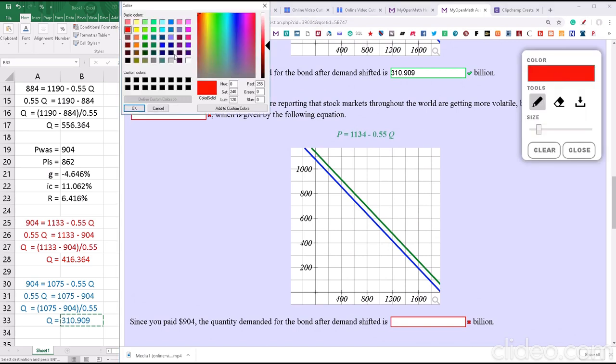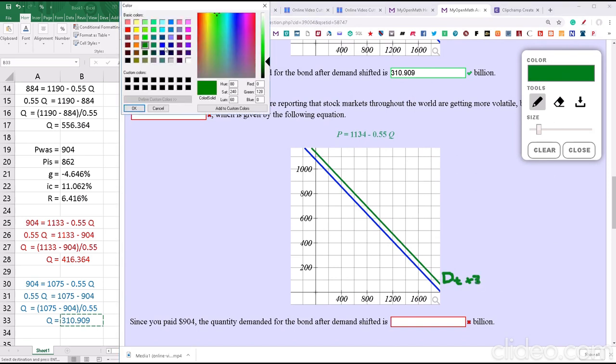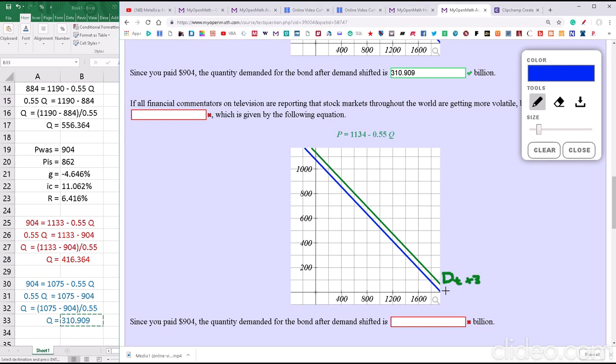So now we've got to change this to green. Now we're talking about demand for time period today plus 3 periods from now. And then blue is what happened a year ago, all right, the previous year. Okay, so if today is 0, this would be 3 years from now, and this would be 2 years from now.